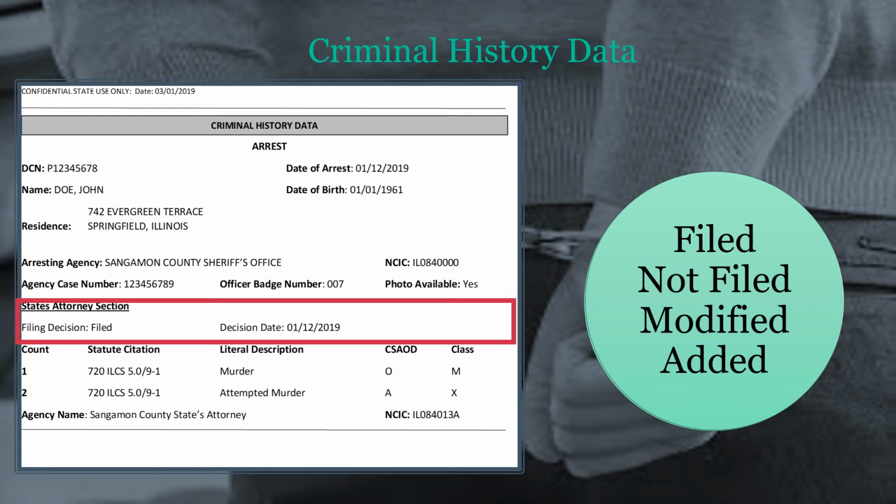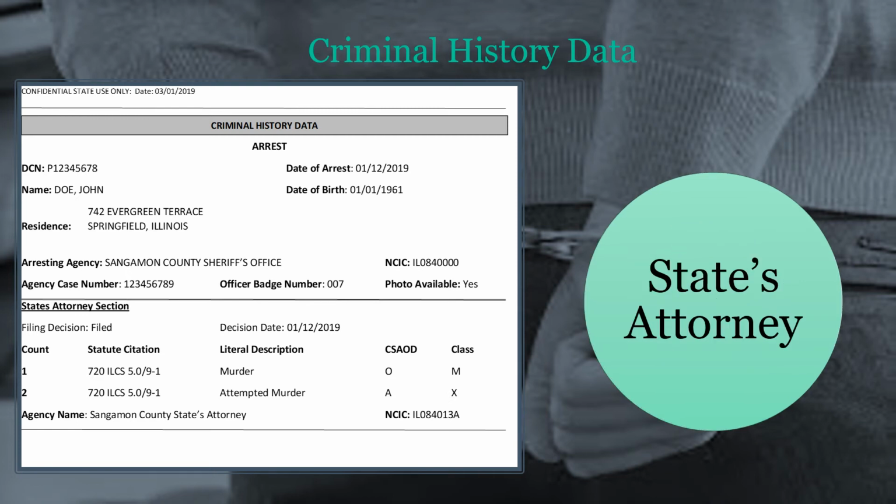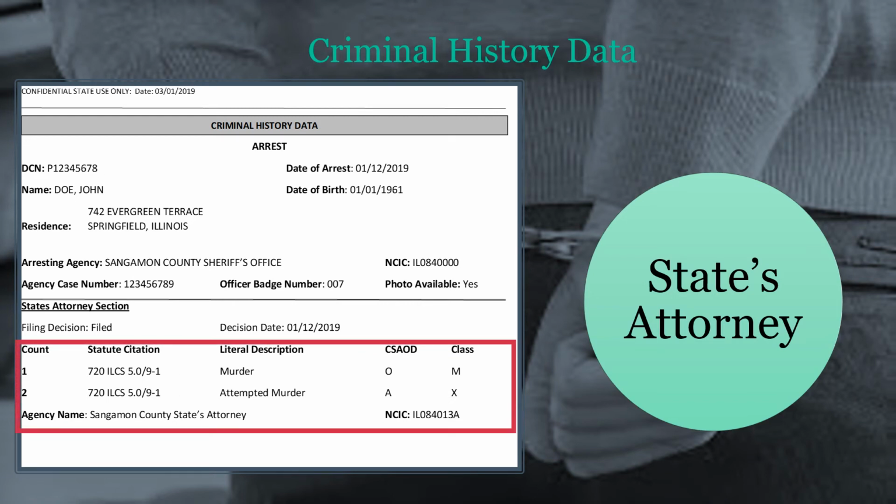to a case. To the right of the filing decision, you will see the date the state's attorney made this decision. All other fields located on the state's attorney section were explained as part of the arrest cycle. In the sample provided here, the state's attorney added a second count for the charge of attempted murder. We will now move on to the Circuit Court Clerk's Court Disposition section. It is important to know that the subject will almost always report to the state's attorney or the Circuit Court Clerk's office in the county where the original arrest took place.